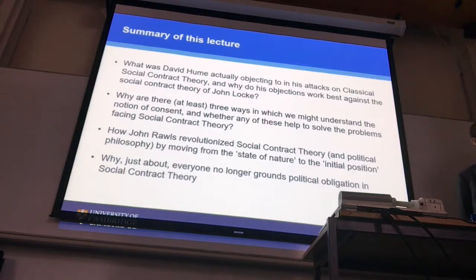In doing so, and in looking at his objection, we're going to be looking at some of the different ideas of consent that social contract theories have developed in order to explain social contract theory and why it justifies our obligation to obey the law. Then we're going to look at how it is that Rawls revolutionized social contract theory and actually pretty much all the political and moral philosophy by reframing social contract theory in terms of the hypothetical social contract, and that meant moving away from this naturalistic state of nature to an idealized hypothetical initial position.